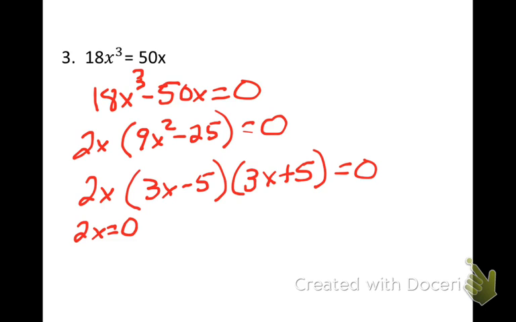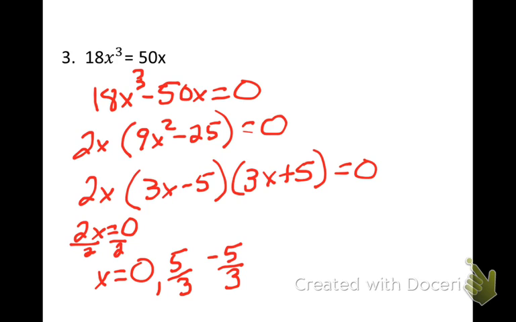2x equals 0. Well, we would divide by 2 and get x equals 0. From the second one, if we add 5 and divide by 3, we're going to get positive 5/3. And from the third one, if we subtract 5 and divide by 3, we're going to get negative 5/3. So those would be our three answers.